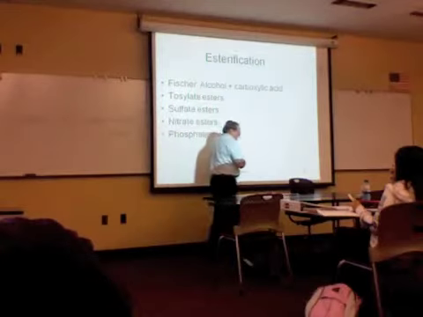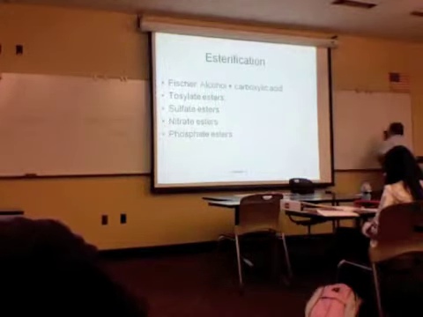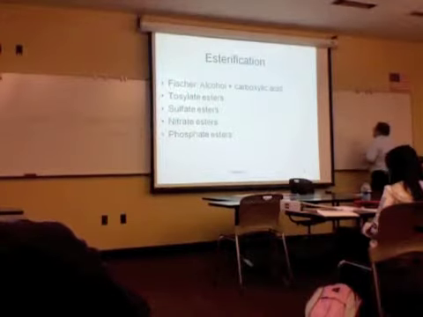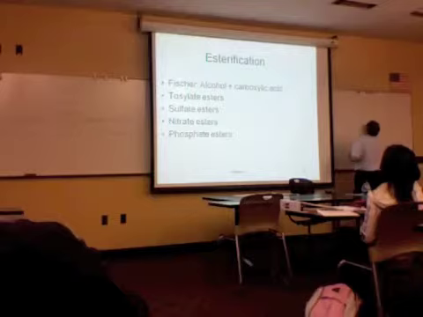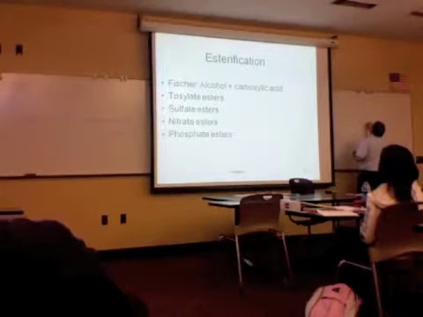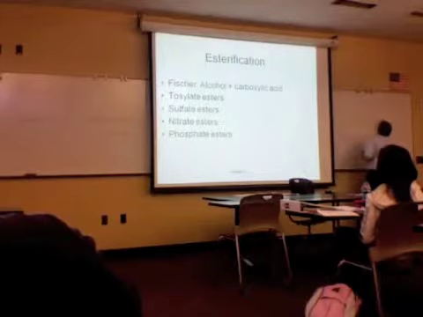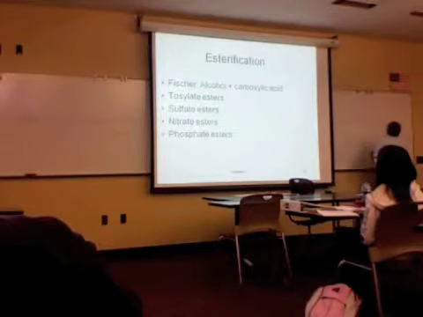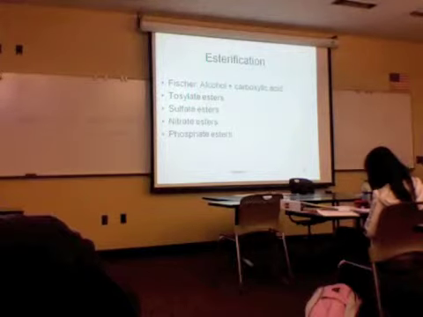If I take an alcohol and a carboxylic acid, I'm going to write the carboxylic acid a little bit backwards. R prime. And I treat this with an acid catalyst. What am I going to get?